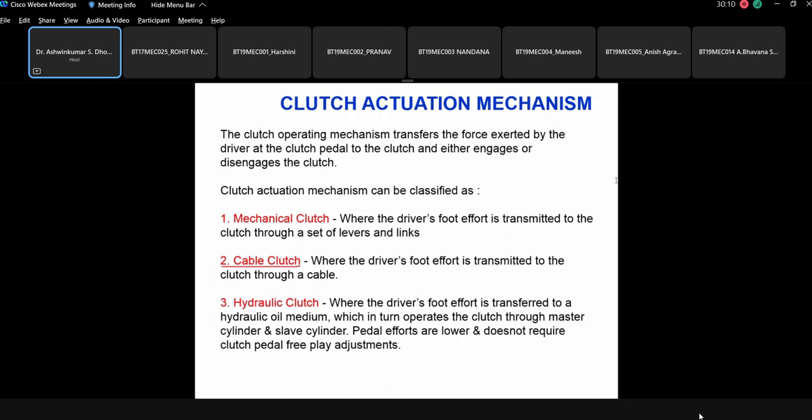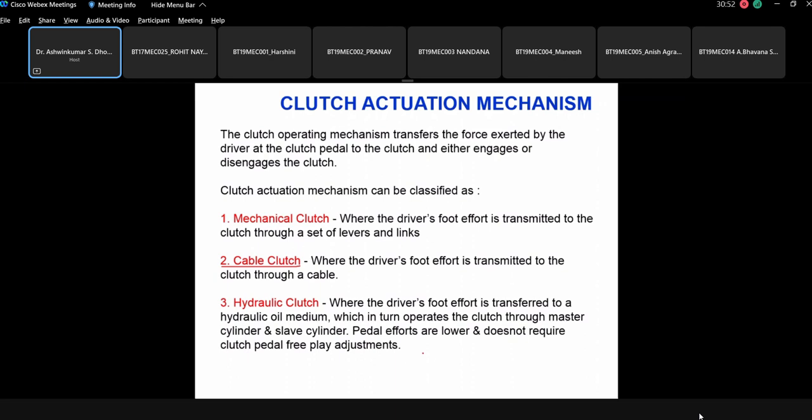Now, as rightly pointed out by Durge, if you see the autos today, most of them have clutches which can be operated by clutch cable. Then there is the hydraulic clutch, where the driver's foot effort is transferred to a hydraulic oil medium, which in turn operates the clutch through a master cylinder and slave cylinder. Pedal efforts are lower and it does not require clutch pedal free play adjustment, because that is taken care of by the springs in the mechanism. This hydraulic clutch mechanism is very similar to what we use in the hydraulic brake system.